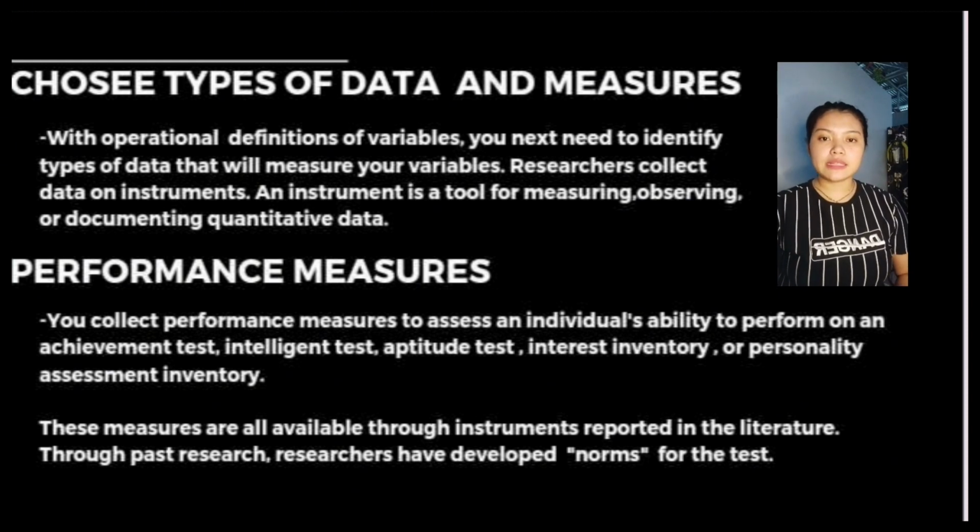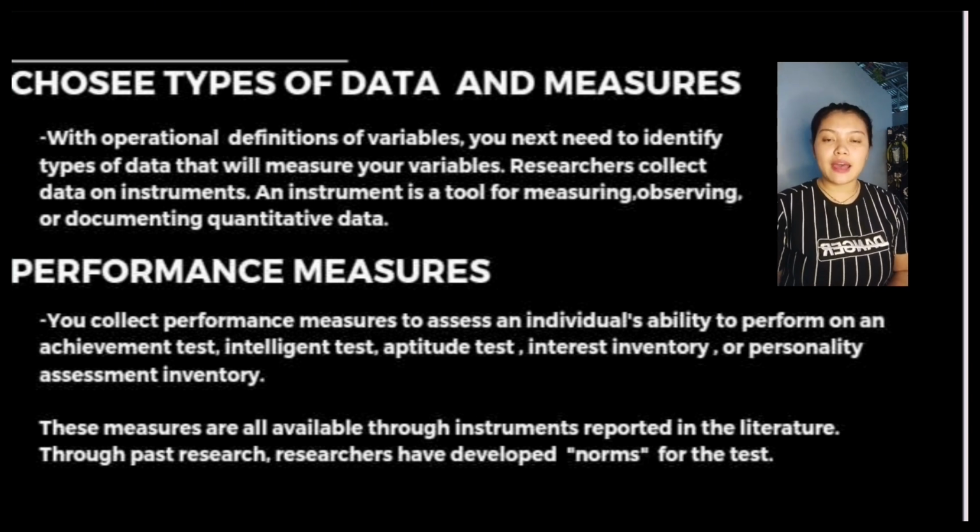So this paragraph explains that performance measures are collected to assess an individual's ability in various domains, such as achievement, intelligence, aptitude, interest, or personality. These measures are available through instruments that have been reported in the literature. Additionally, past research has established norms for these tests, providing a reference point for interpreting an individual's performance relative to others. In other words, researchers use established instruments to collect data on performance measures, and they can compare an individual's performance to established norms to evaluate their abilities in different areas.